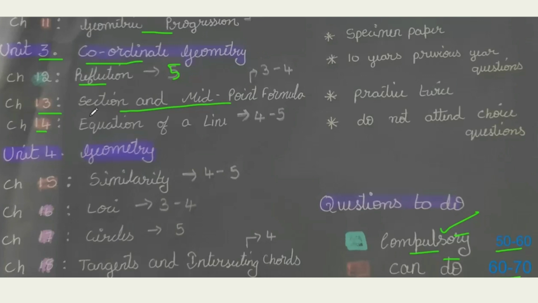First you could solve the specimen paper. I will tell about the specimen paper later. Now let's get to the can do questions. Section and midpoint formula carries 3 to 4 marks weightage. If you do the 13th chapter, it gives the basics of the 14th chapter, remember it like that. So equation of line is also easy if you know section and midpoint formula, and equation of line gives 4 to 5 marks.